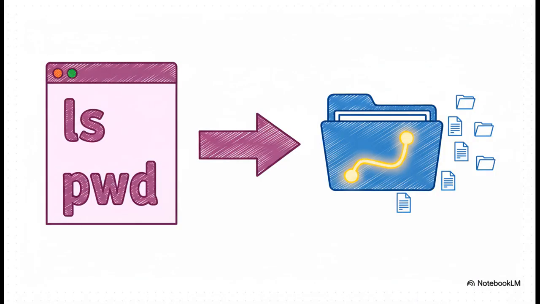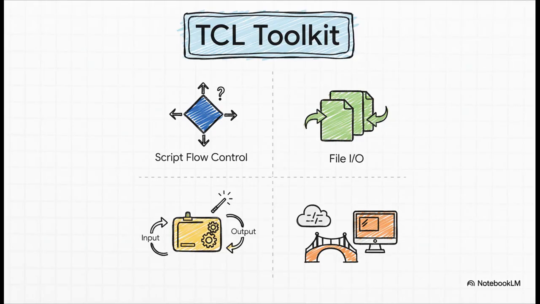And look at how simple this is. puts exec ls runs the ls command to list files and prints the result. puts exec pwd runs the pwd command to show you the current directory. This means anything your terminal can do, your TCL script can now do too. The possibilities are endless. So let's do a quick recap of our building blocks. We learned how to control the flow of a script with loops and conditionals, how to read from and write to files, how to package our code into reusable procedures, and finally, how to execute powerful system commands with exec.